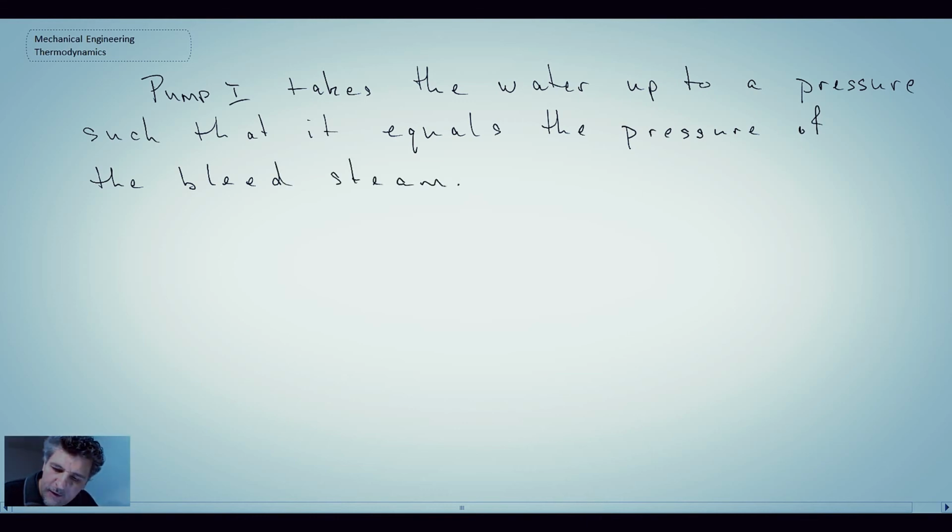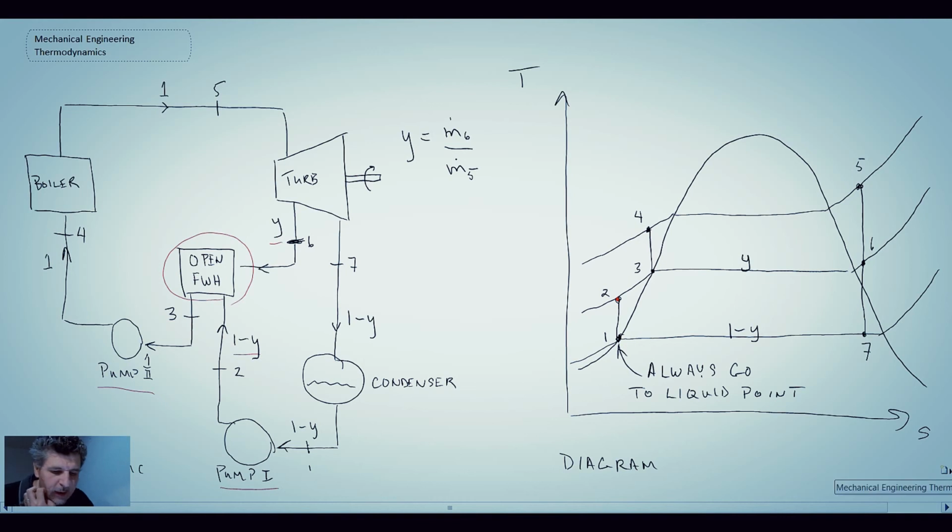So pump 1 is taking the liquid up to the pressure of the bleed steam. These 2 liquid streams are coming together and mixing in the open feed water heater. They need to be at the same pressure. So that's one point that you'll want to remember. So that is the introduction to the cycle.